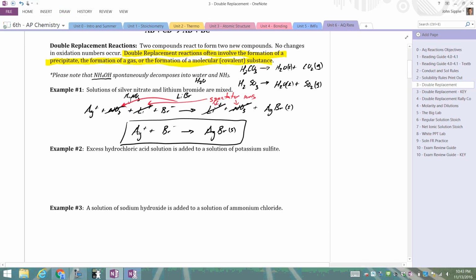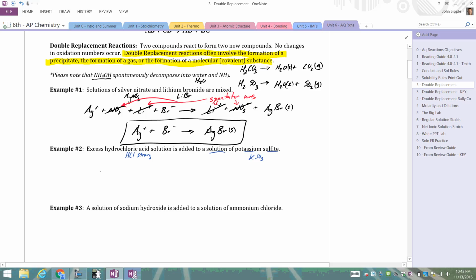Okay, so we'll do a couple more of these for practice. For this one, hydrochloric acid, HCl, is a strong acid, so we know it's going to break up into its ions in solution. It's added to a solution of potassium sulfite. If you're not sure whether something is soluble, a lot of times they're telling you it's a solution of potassium sulfite, so K2SO3 is all soluble. They're letting you know what it is.